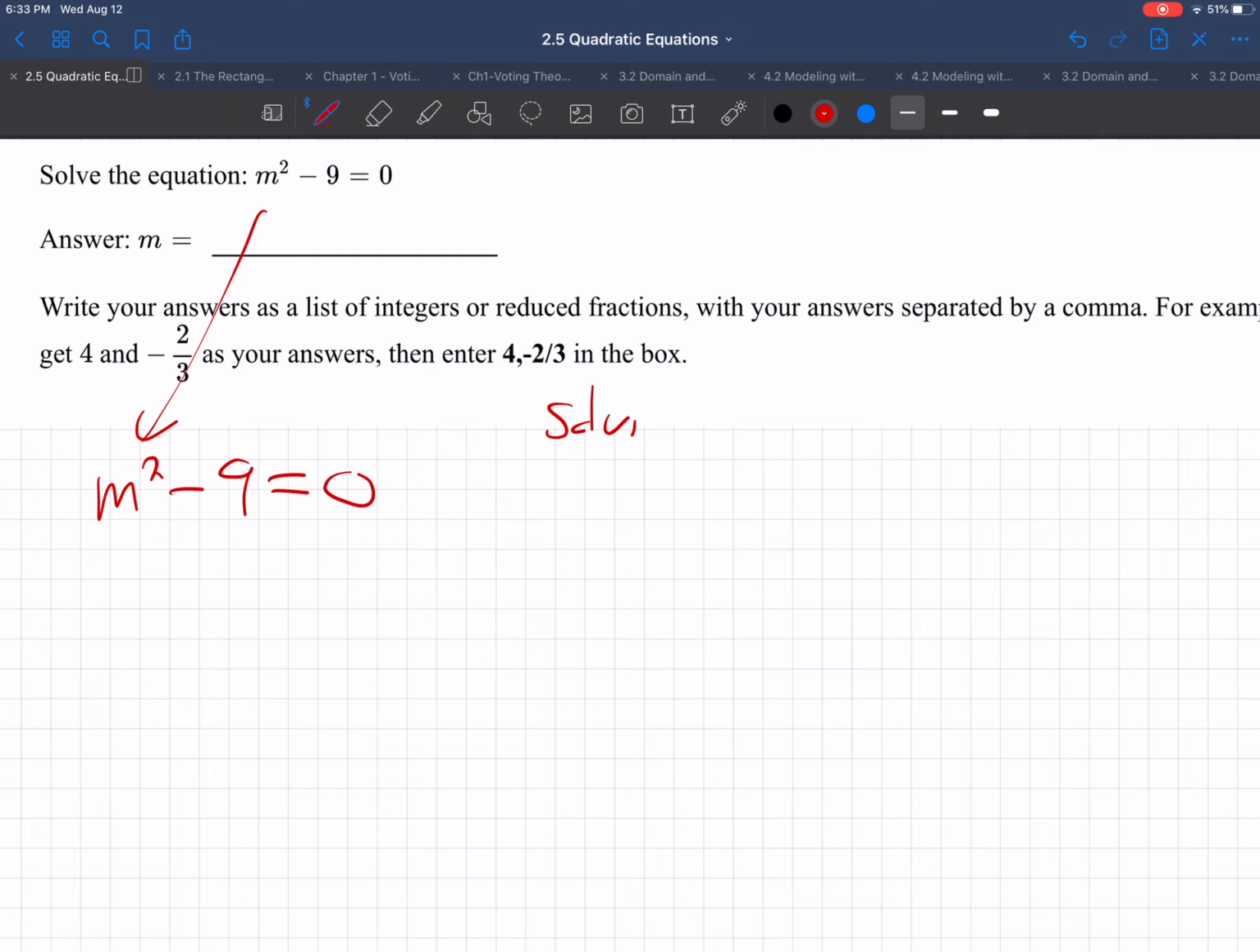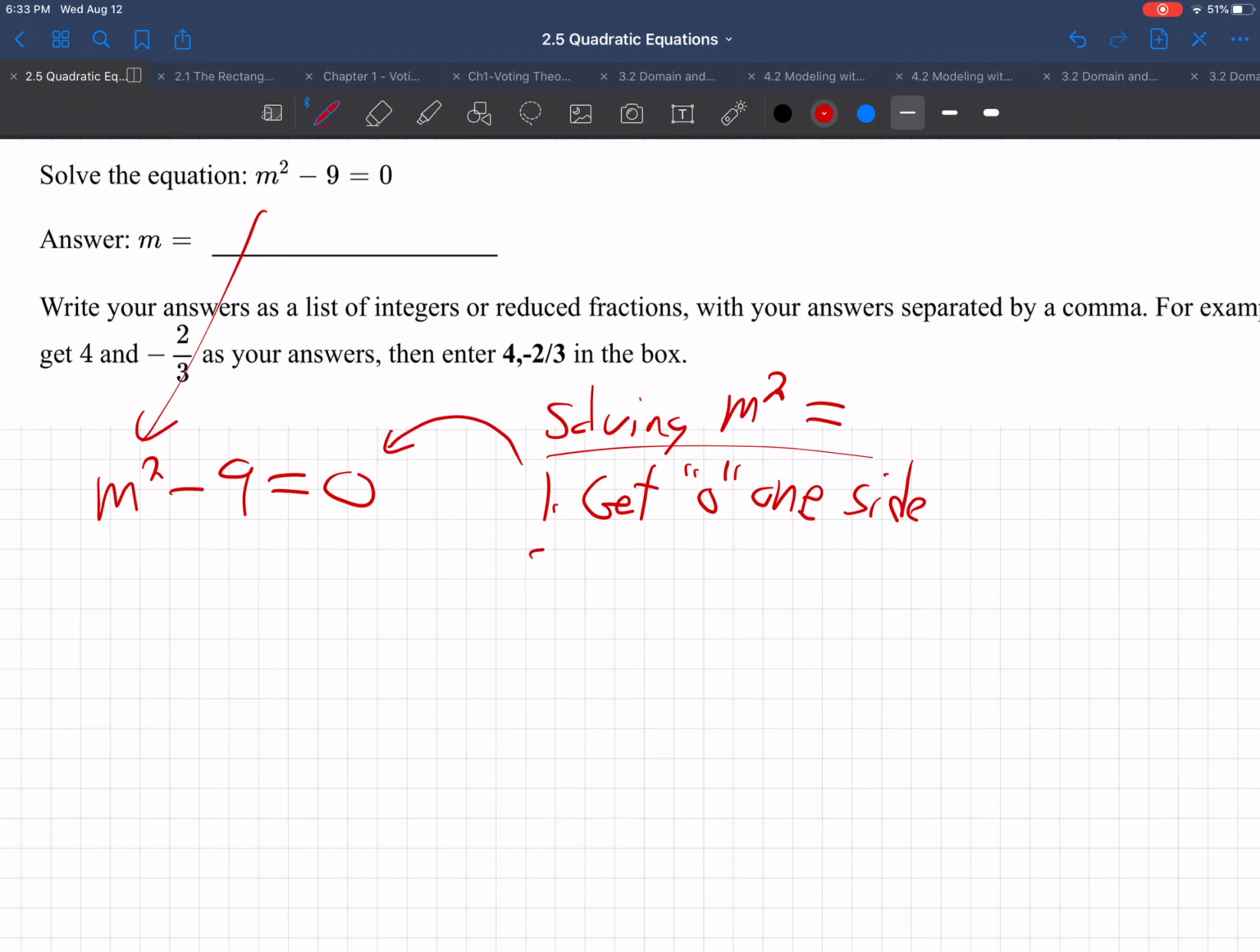So solving when you have m² or x² or whatever with an equal sign. Step 1, get a 0 on one side. Whenever you have x² or m² or whatever with an equal sign, step 1 is to get a 0. We've already got that. Don't need to mess with that.